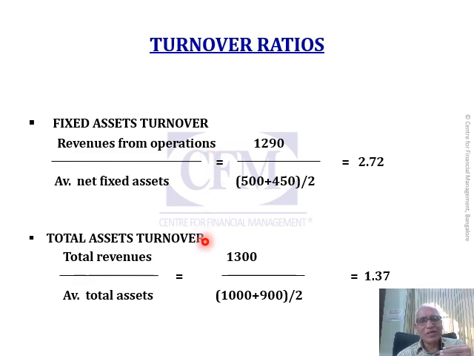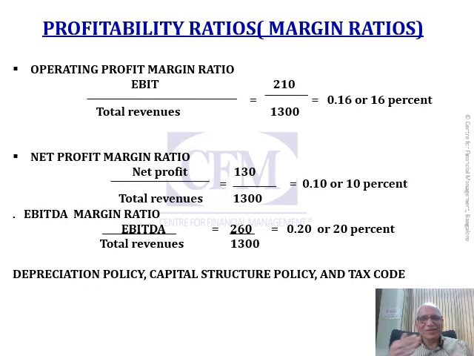Total assets turnover is defined as total revenues divided by average total assets. Here we include non-operating income also of 10 million. So total revenues are 1300 million and average total assets are 950 million. We get a figure of 1.37. Total assets turnover ratio reflects the overall productivity of various assets, fixed assets, inventories, and receivables being the most important assets. There are two kinds of profitability ratios, margin ratios and rate of return ratios. The important margin ratios are operating profit margin ratio, net profit margin ratio, and EBITDA margin ratio.